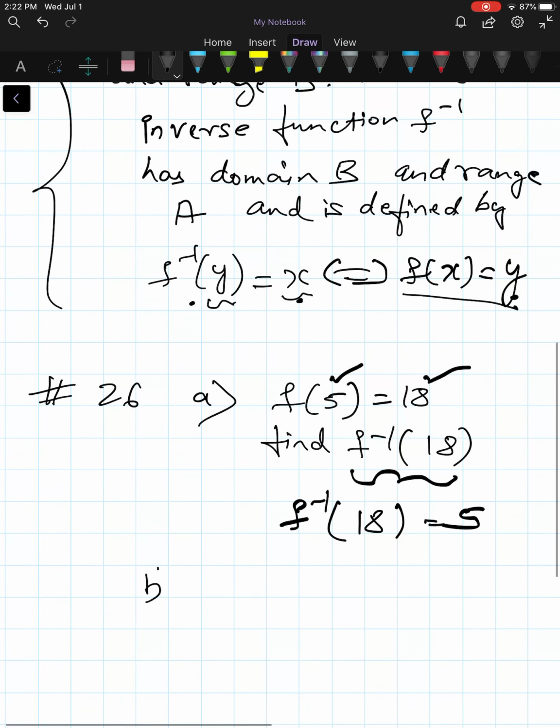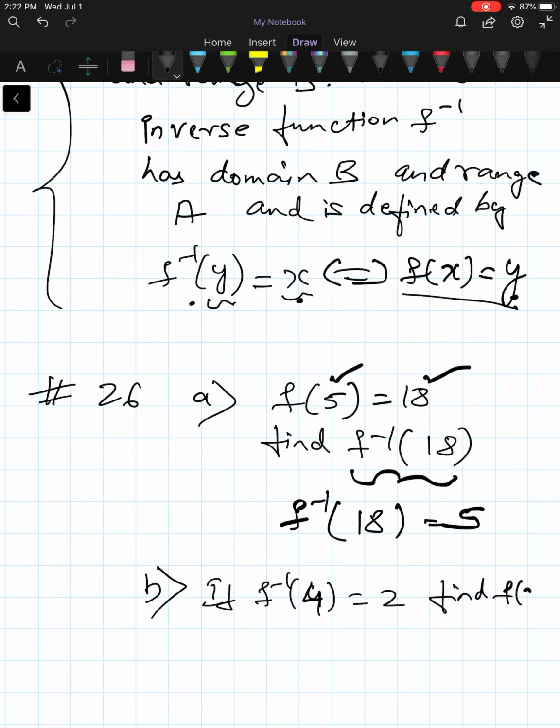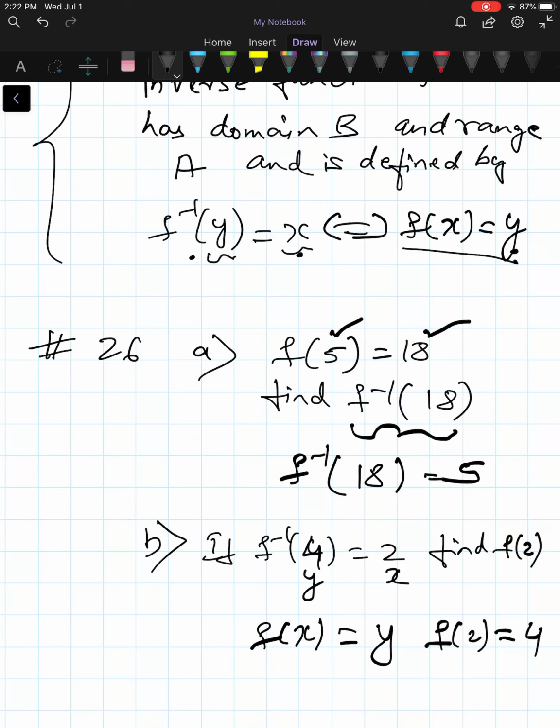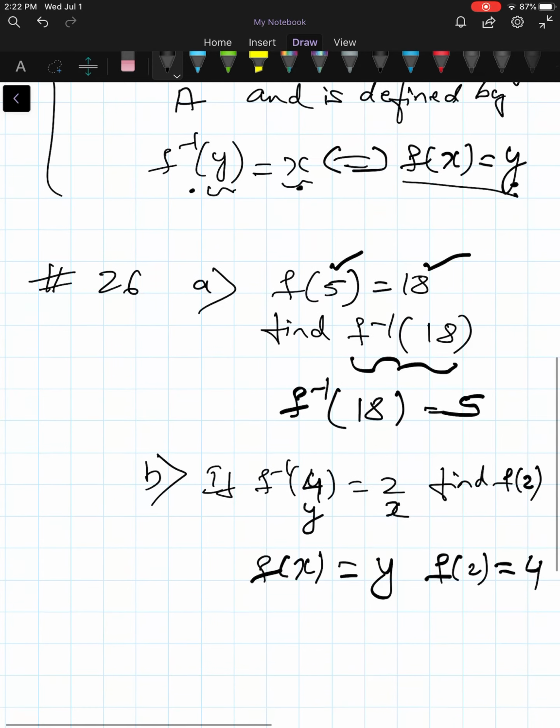Okay, so next problem, it is a sub-question in the 26th problem. If F inverse of 4 is 2, find F of 2. So here Y is played by the role of 4 and X is equal to 2. So what is F of X? By using the definition, F of X will be Y, that is F of 2 is 4. I hope you got the point, and let us move on further.